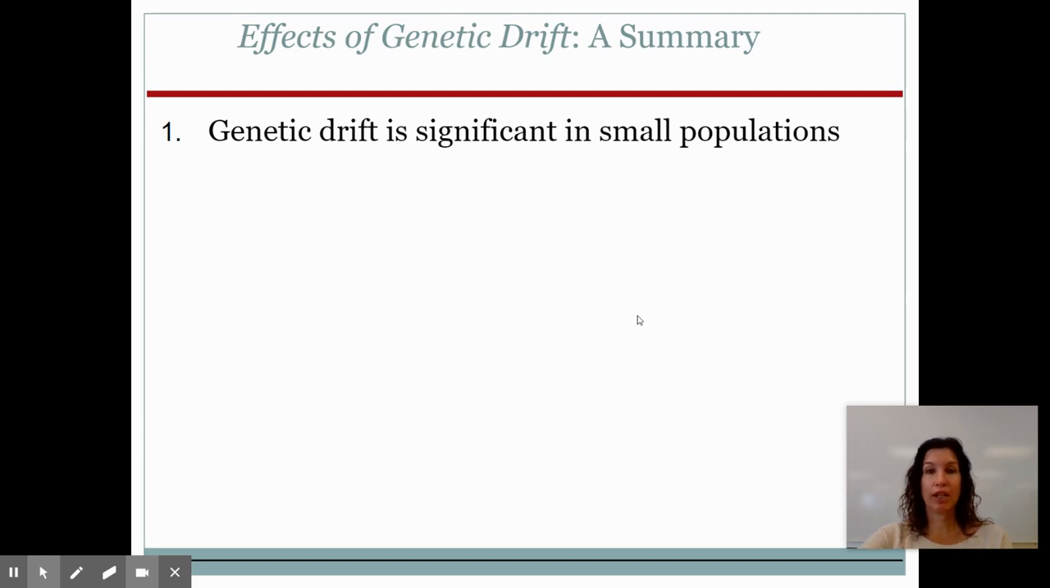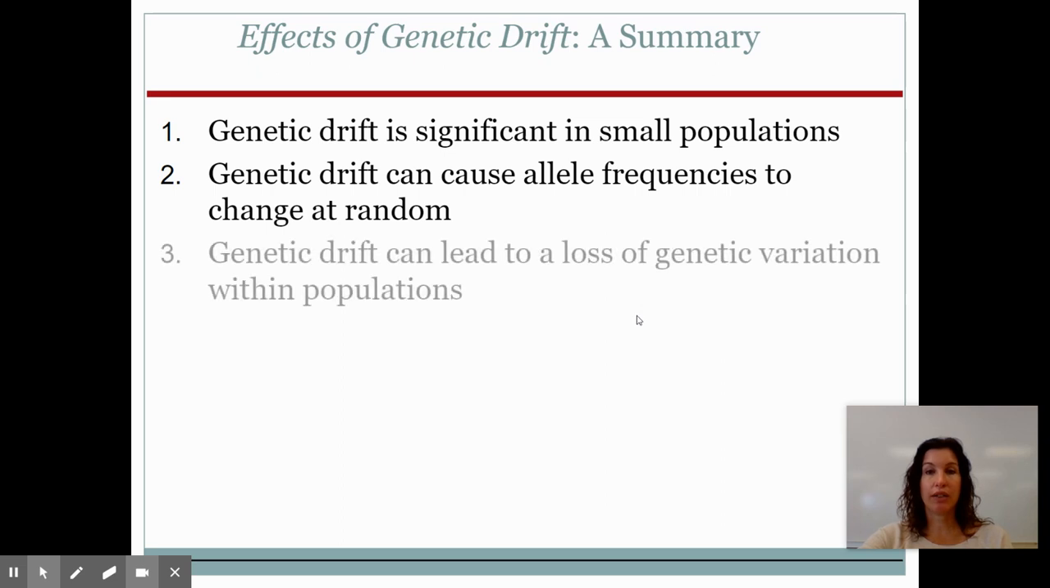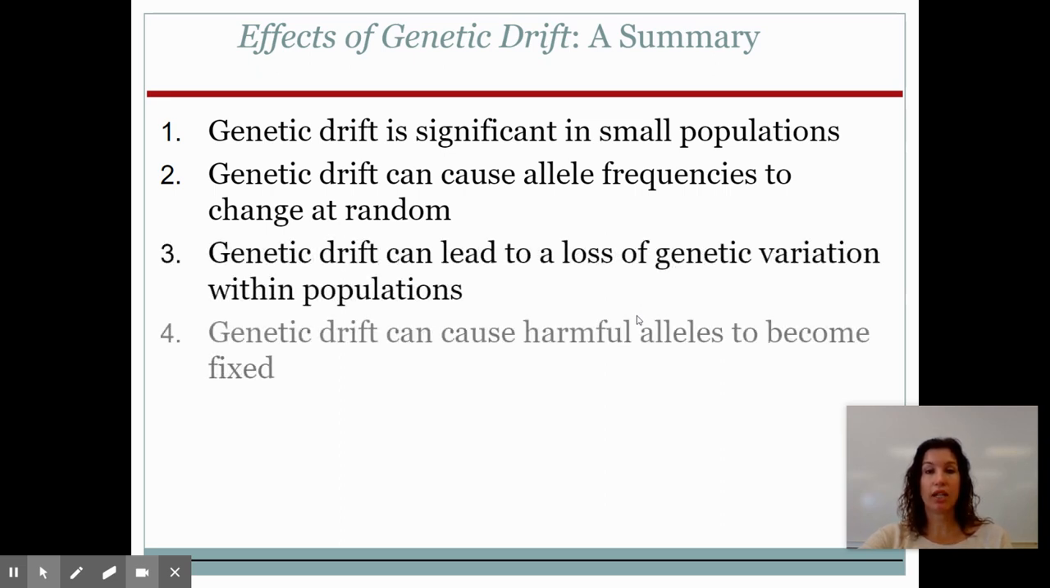So a summary of genetic drift. It's significant in small populations. It can cause allele frequencies to change at random. It leads to a loss of genetic variation, and it can cause harmful alleles to become fixed. If that is the only allele in the population, that's the only allele that can be inherited. And again, two types of genetic drift: founder effect and bottleneck.